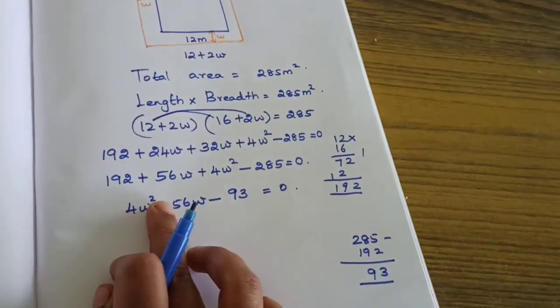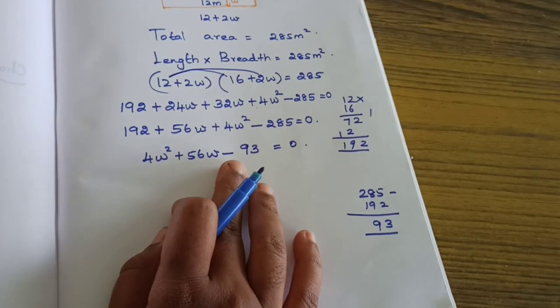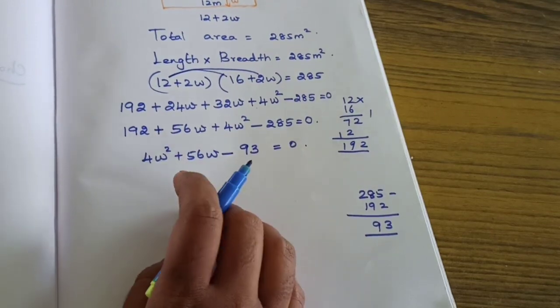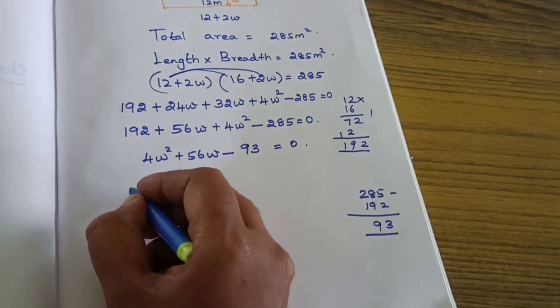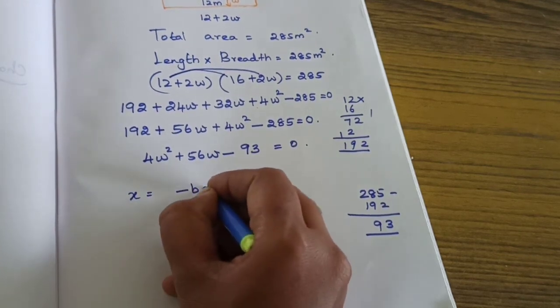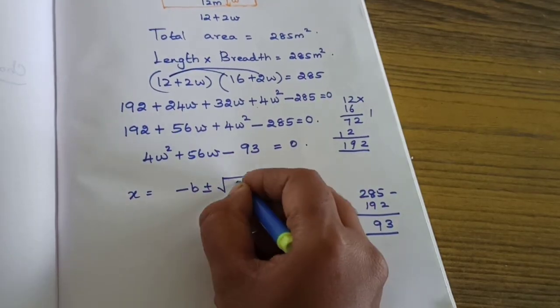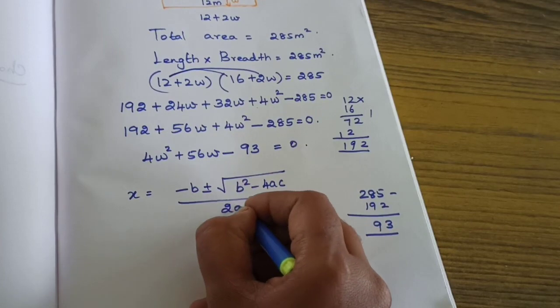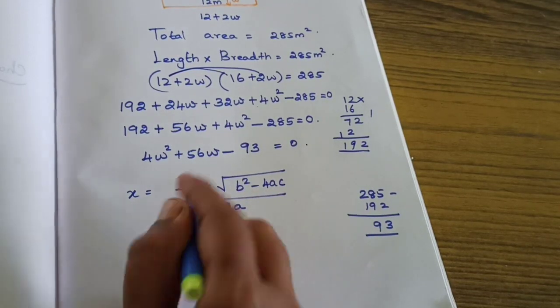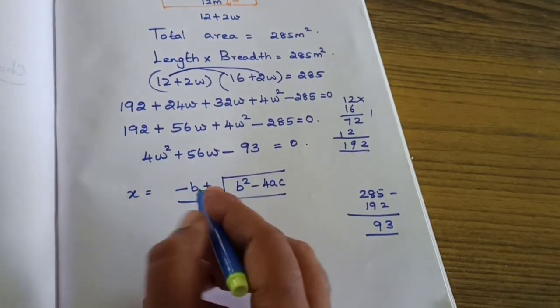Now we need to calculate the width. Shall we apply here the formula method? Okay. Have you remembered the formula for quadratic equation? What is the quadratic formula? Just remind that x is equal to minus b plus or minus square root of b square minus 4ac divided by 2a. So for here we need to find the a, b and c values first.